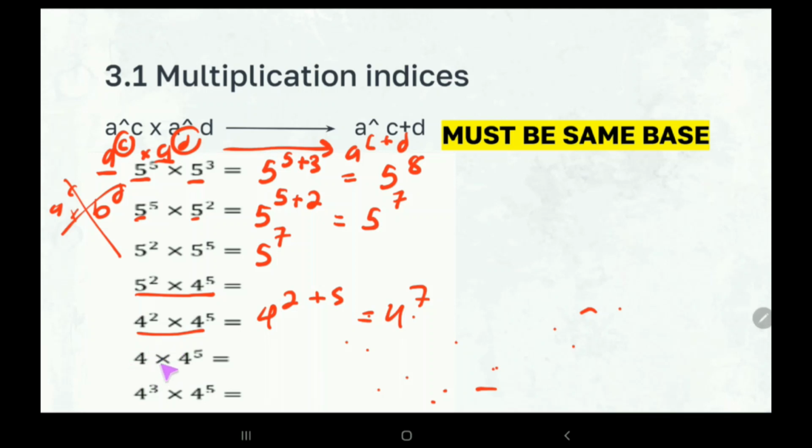So what should we do? In this case we'll just write 4 to the power of 1, since it's just the same as 4. So we have the same base, so it will be 1 plus 5, so 4 to the power of 1 plus 5, it will be 4 to the 6th power. Finally, 4 cubed times 4 to the power of 5. Here it will be just the same again, we will add, so it will be 4 to the 8th power.